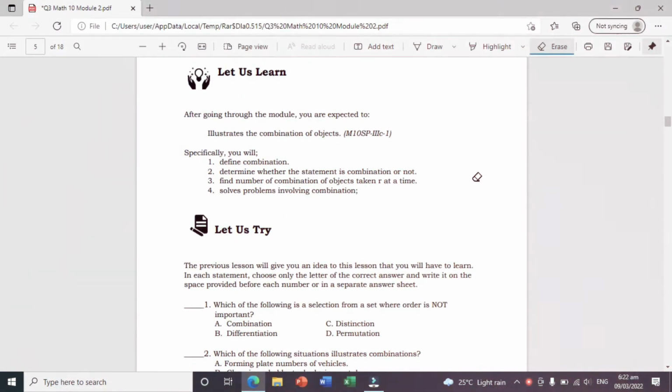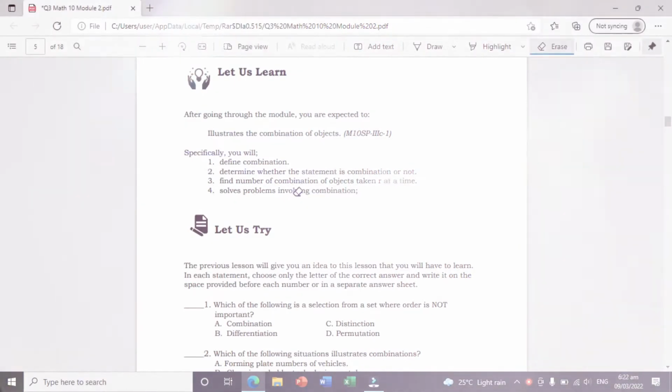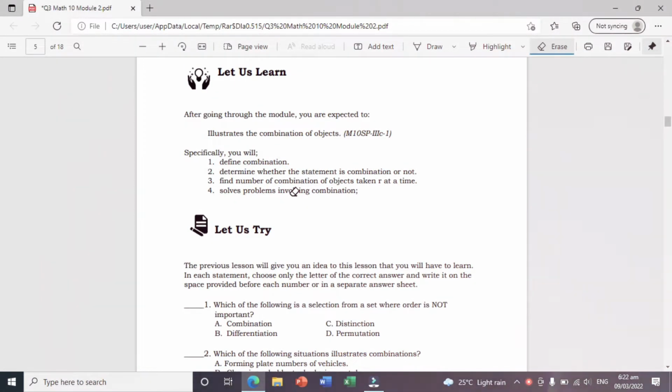So after going through the module, you are expected to illustrate the combination of objects. Specifically, you will define combination, determine whether the statement is combination or not, find the number of combinations of objects taken r at a time, and then solve problems involving combination.